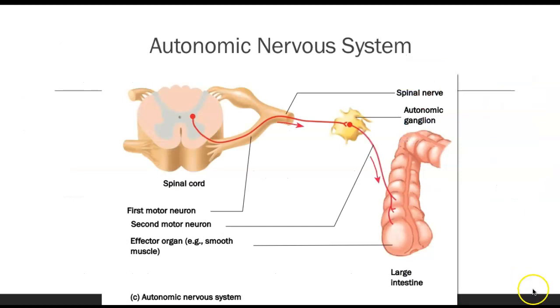And here is a nice photo showing you that two neuron system. There's our first neuron, which typically we call a presynaptic neuron, meaning it's the first one that travels through. And then here is where our synapse is going to take place in an autonomic ganglion. And here's our second motor neuron, which is also called a postsynaptic neuron.